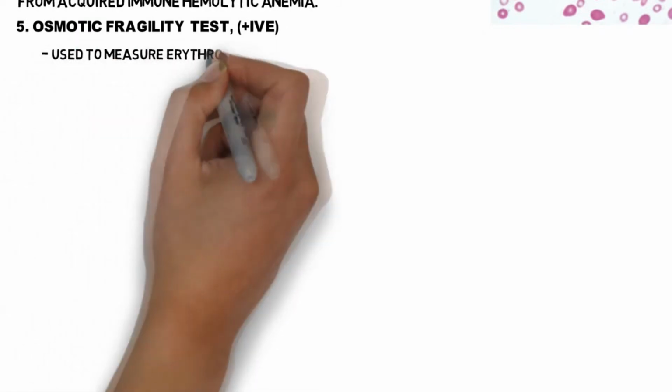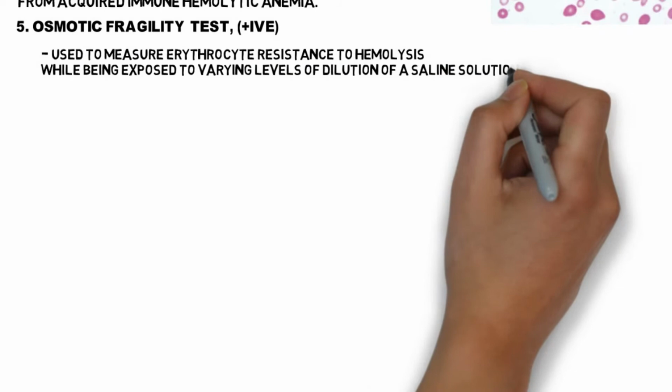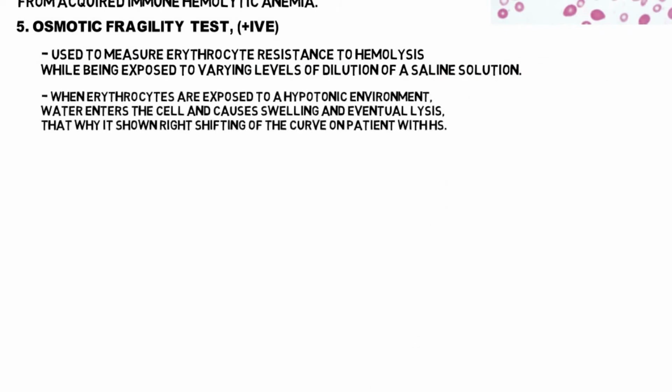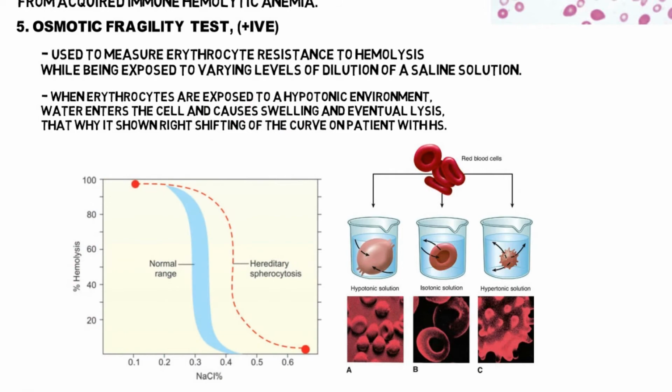A positive osmotic fragility test is used to measure erythrocyte resistance to hemolysis while being exposed to varying levels of dilution of a saline solution. When erythrocytes are exposed to a hypotonic environment, water enters the cell and causes swelling and eventual lysis, that's why it shows a right shifting of the curve in patients with HS.